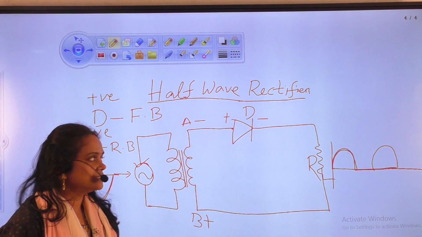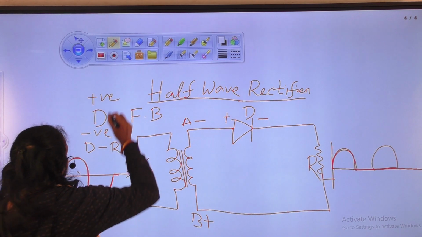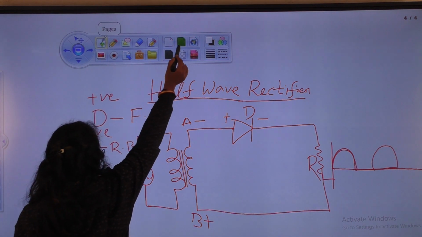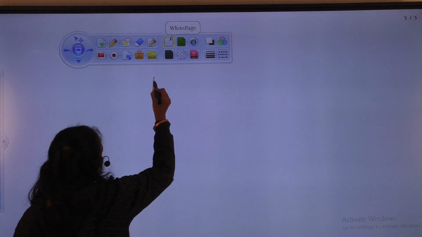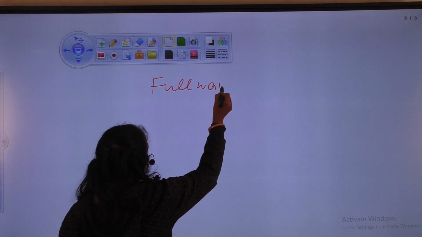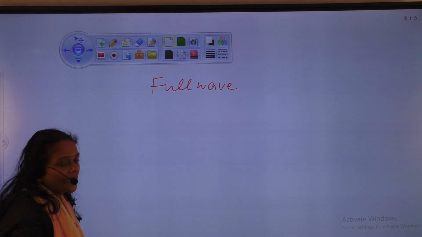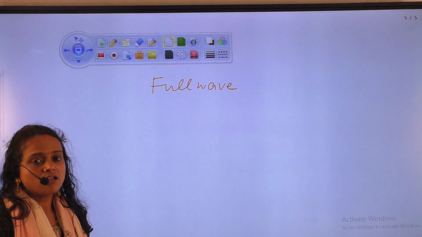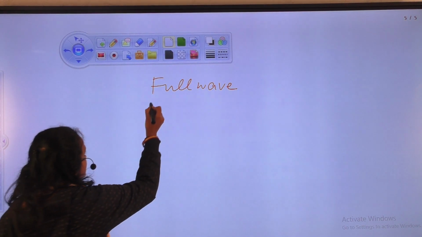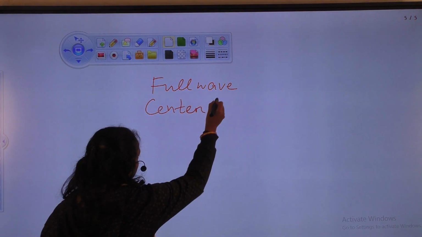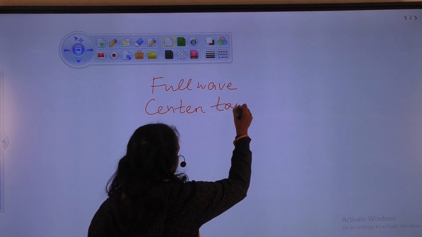Now we discuss the full-wave rectifier. As we know, the full-wave rectifier is divided into two types. One is center tap, the other one is bridge rectifier. So first we discuss the center tap rectifier.